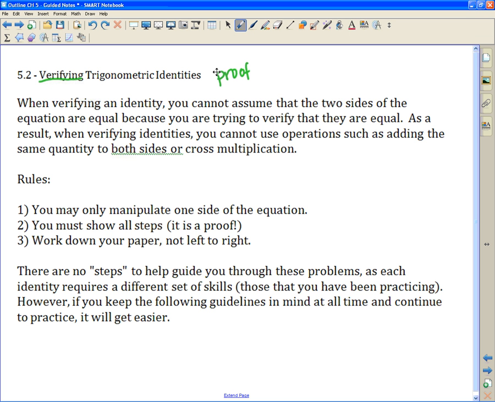There are no steps to help guide you through these problems, as each identity requires a different set of skills. All of those skills that you guys have practiced in section 5.1. So if you keep following the guidelines and keep them in mind all the time, and if you practice, this will get a lot easier. You guys need to be ready for it maybe to be a little bit frustrating at the beginning. However, it does get better.